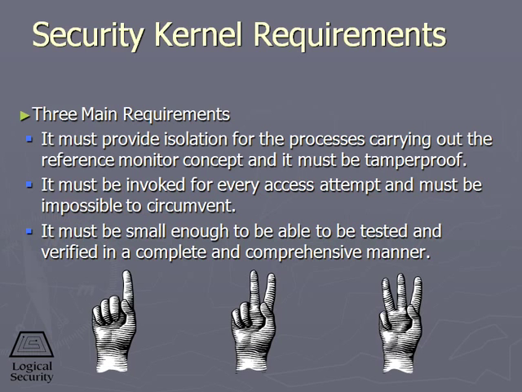Rule number 2 is every time a subject attempts to access an object, the security kernel, security reference monitor, must be invoked and cannot be circumvented. So it's a boundary and it can't be tampered with, and it gets invoked 100% of the time, cannot be circumvented. Rule number 3 says it also must be small enough to be tested and verified completely and comprehensively. In other words, we have to be able to attest it and certify that it does provide this level of functionality, and it does it 100% of the time.